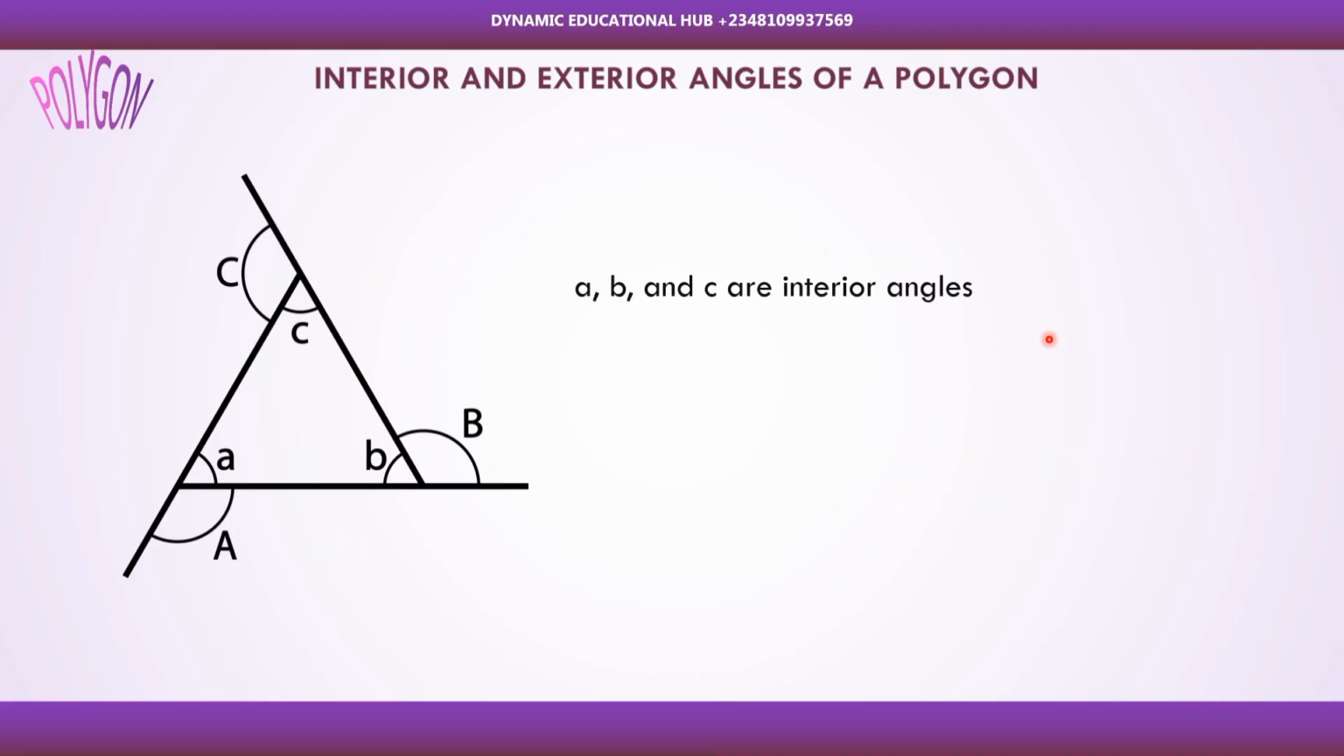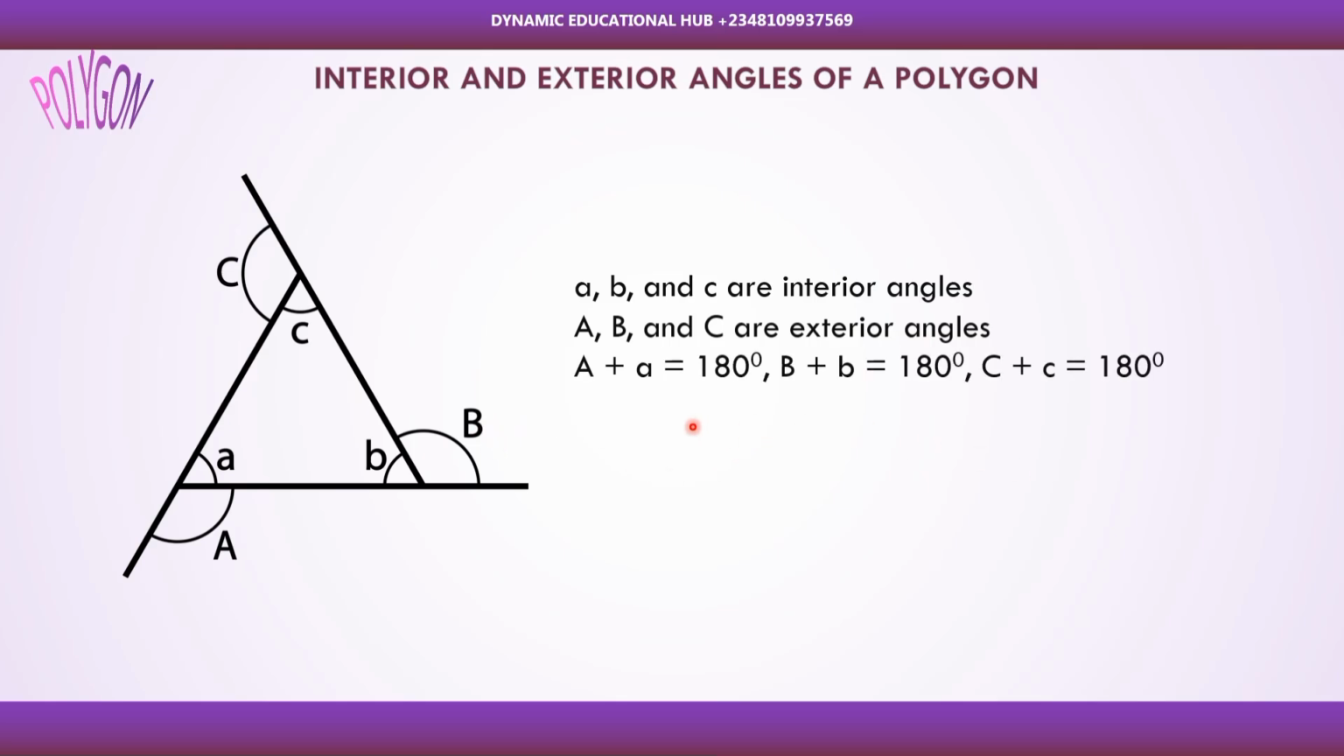Now let's have a triangle as shown. If you look at this triangle very well, small a, b, c are interior angles and capital A, B, C are also what? Exterior angles. And we can also verify that when you add A plus A, we still get 180 degrees. The same thing with B plus B, we get 180, and C plus C is equal to 180 degrees.